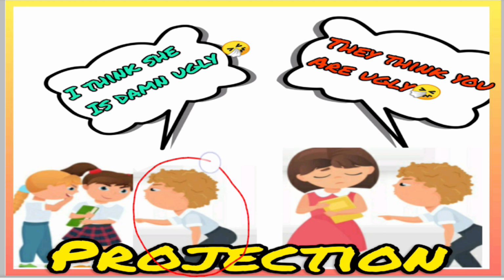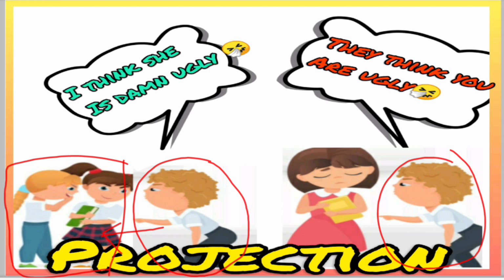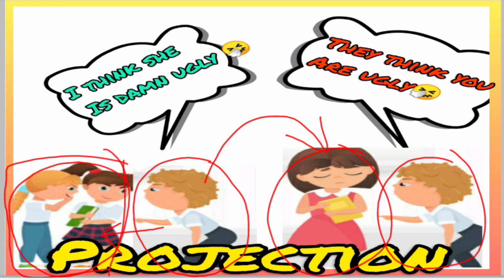As here we can see, this young boy goes to these girls out here and says to them that this particular girl who is here is very ugly. He thinks that she is very ugly. He goes and tells these girls. Then what happens? He comes back to this girl and says that these girls think that you are ugly.